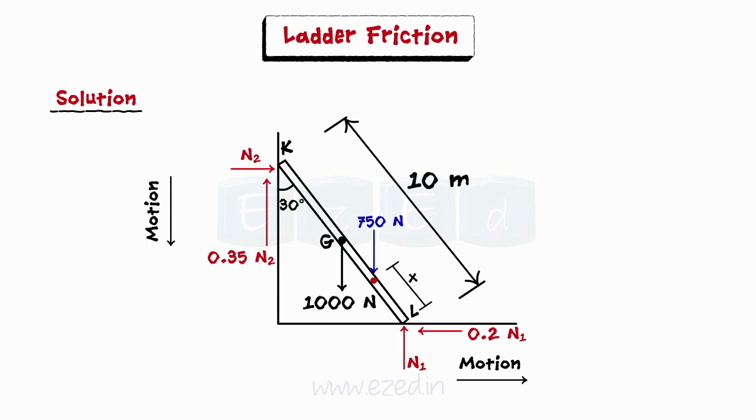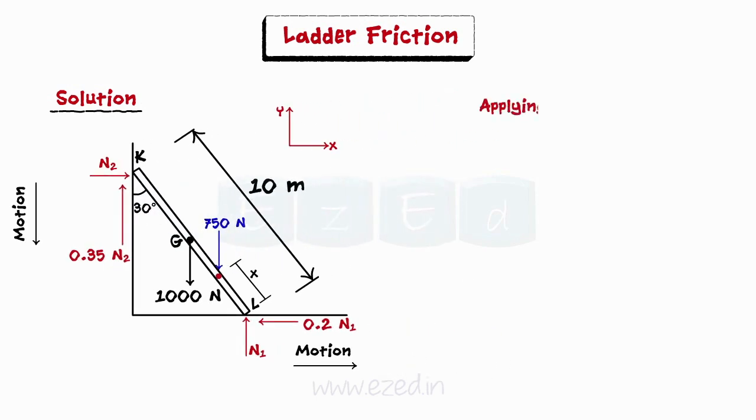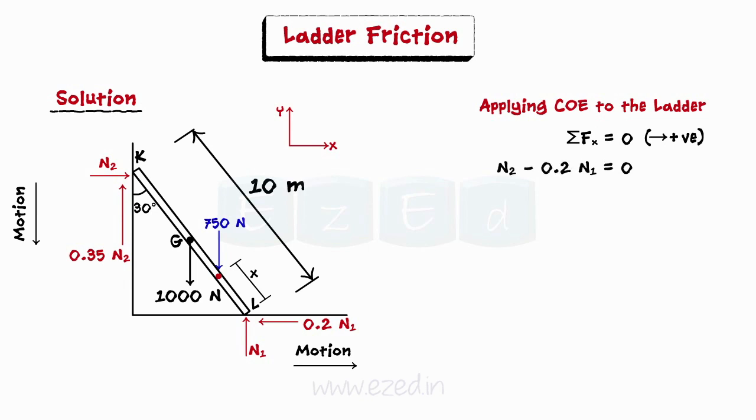Let us first draw the FBD of the ladder, KL, resting against the wall and the floor. The weight of the ladder acts through its center of gravity, that is, at the center of its length. Now, we will apply conditions of equilibrium to the ladder. We will first equate the summation of all forces in the x direction to 0. Thus, we will be able to find an equation which gives us a relation between the normal reaction offered by the wall and the normal reaction offered by the ground.